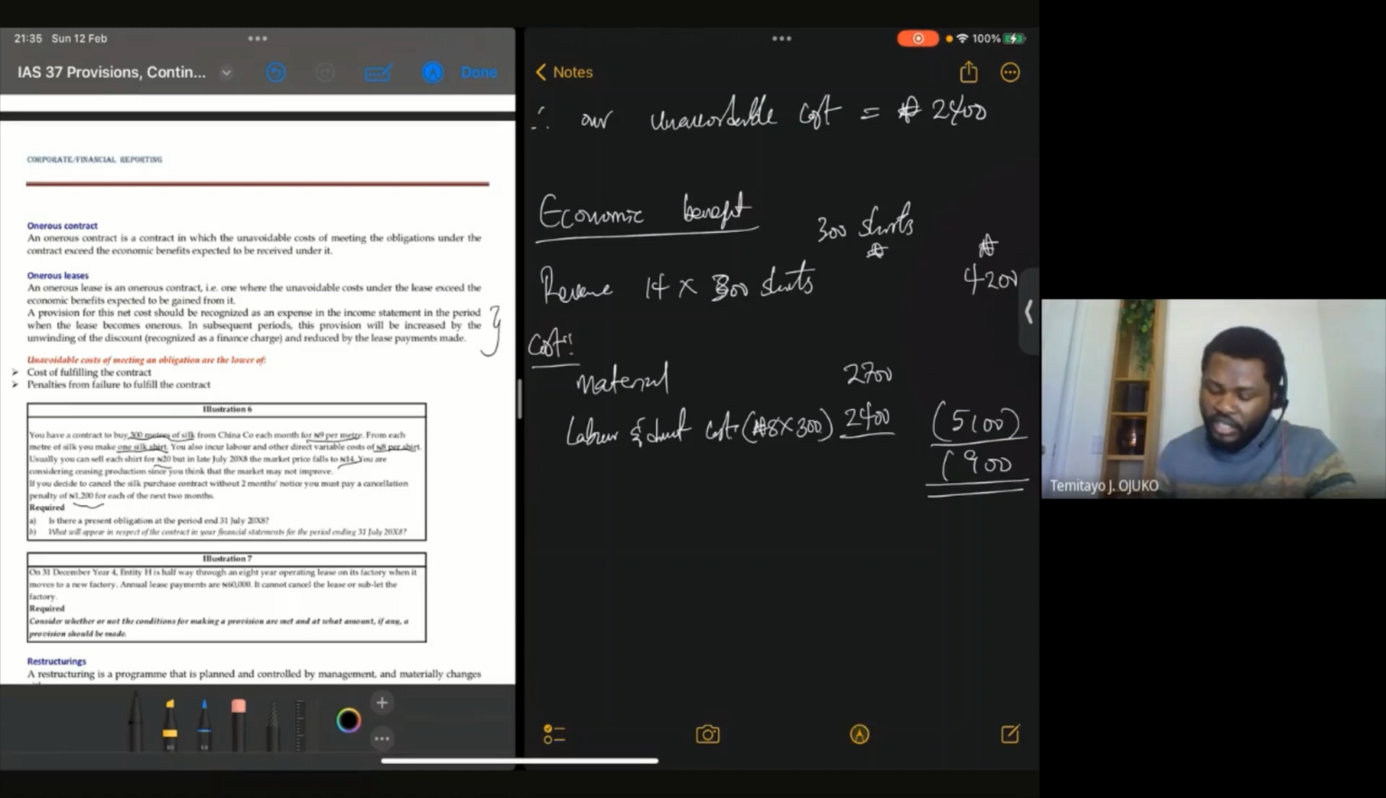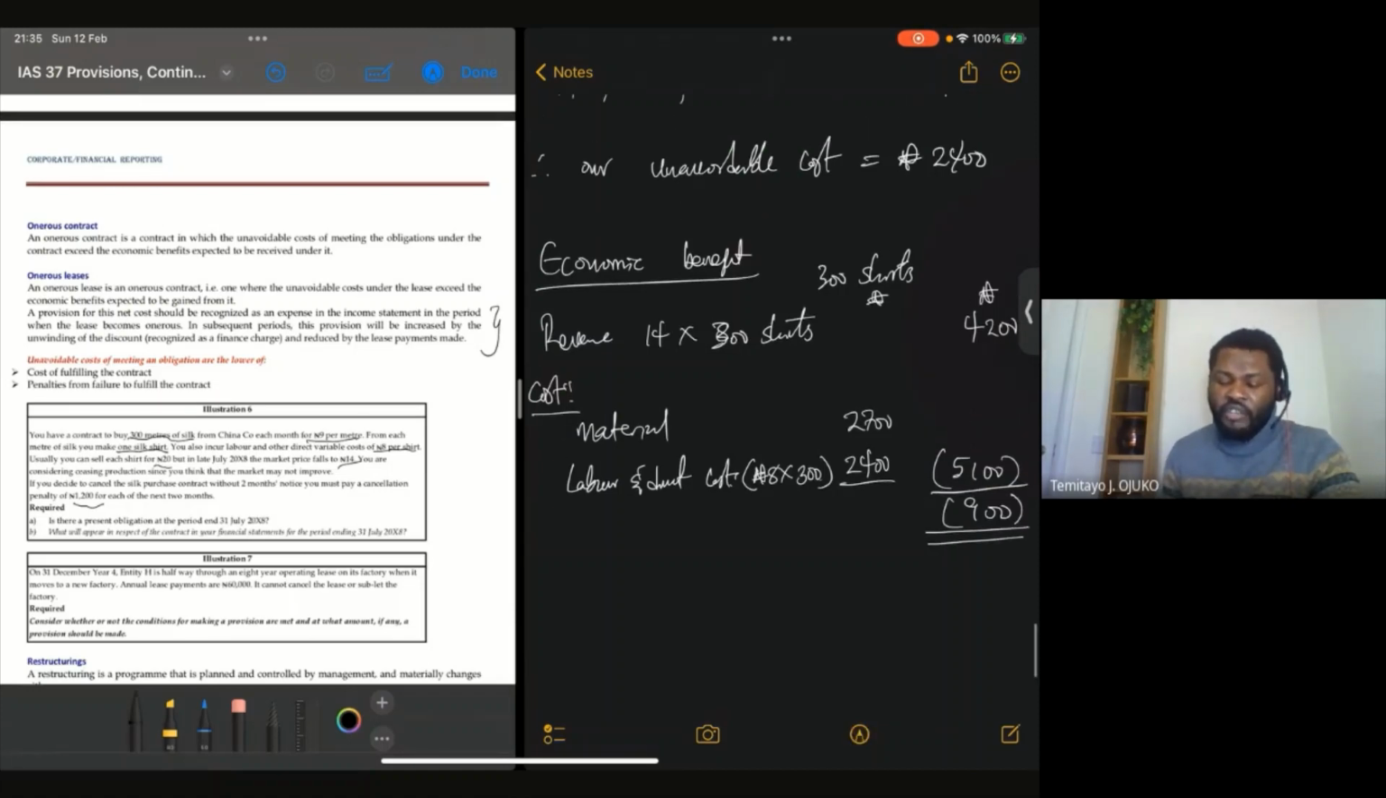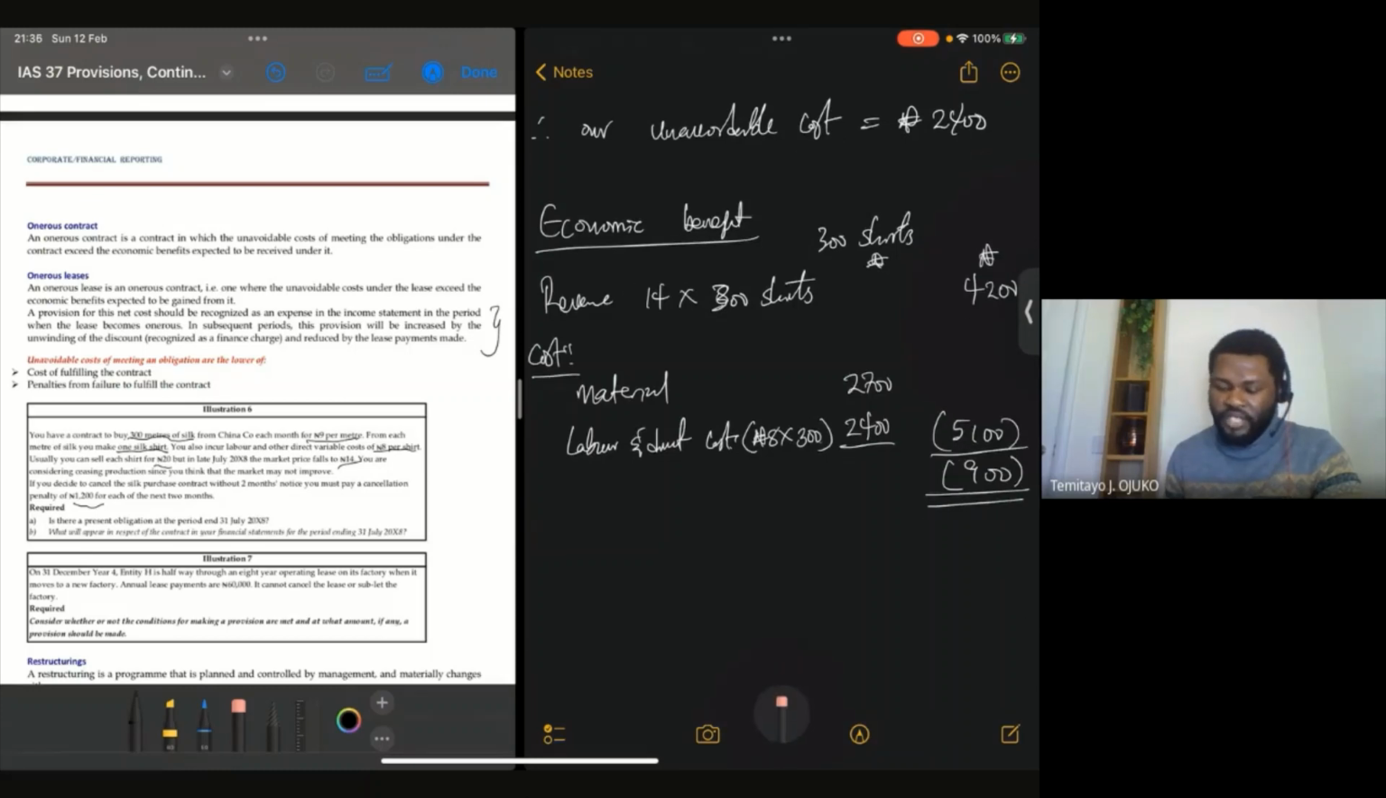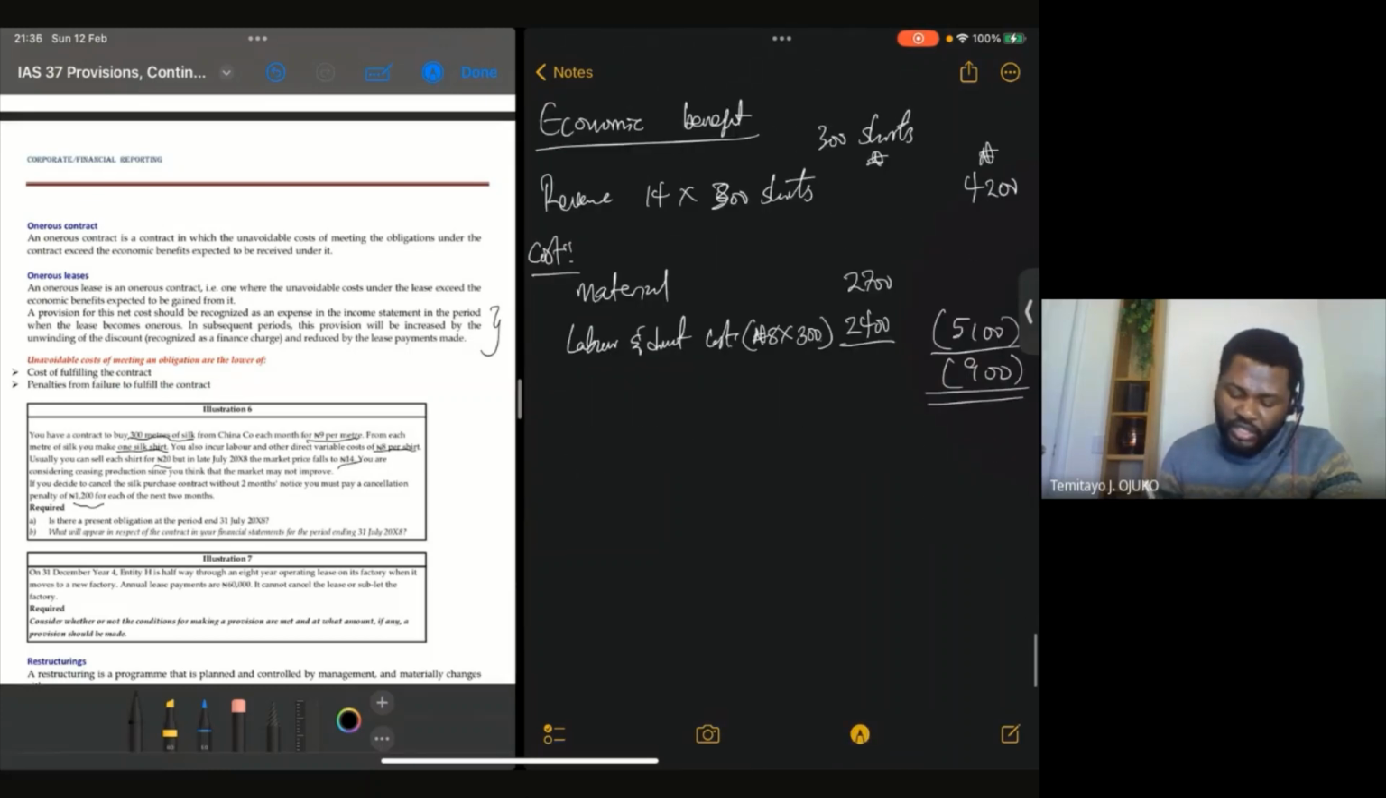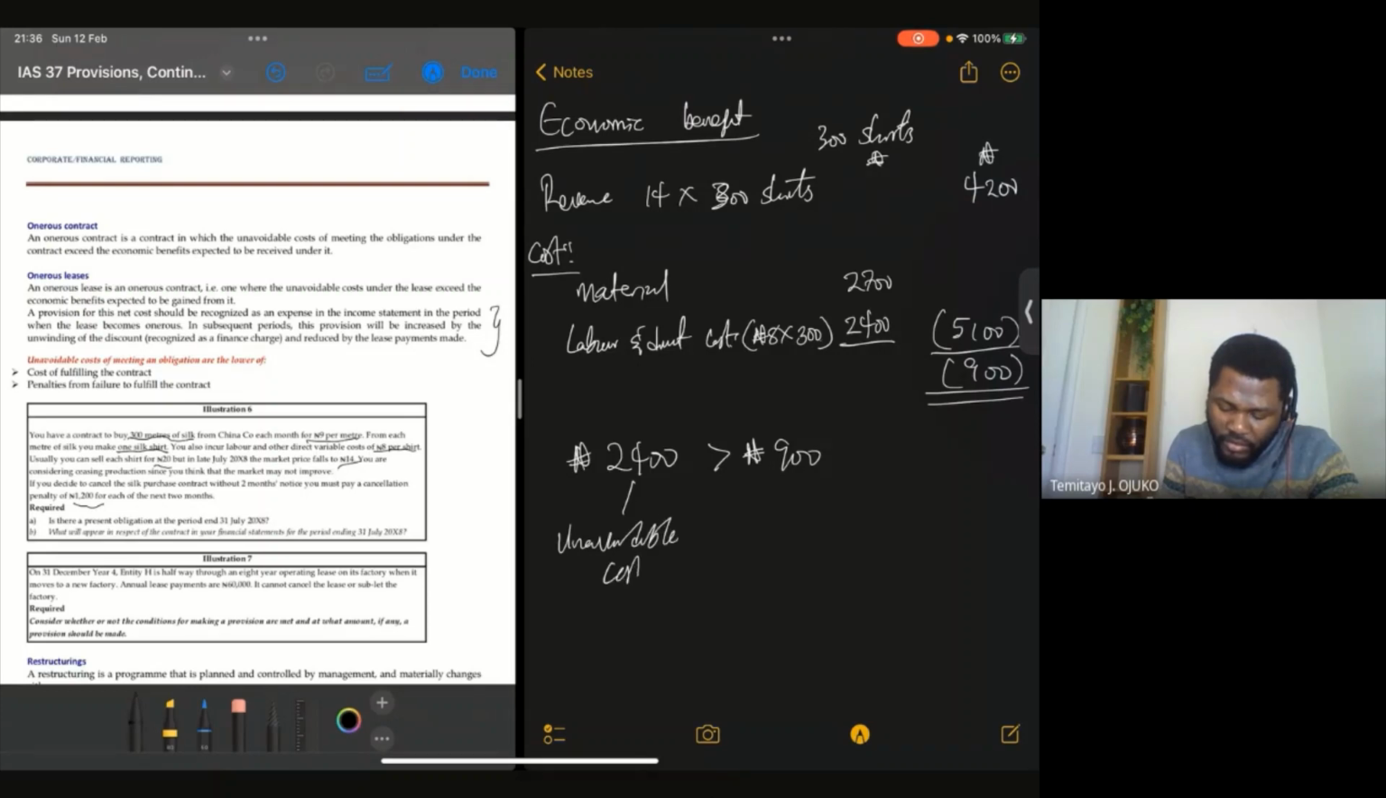Now, this is an onerous contract, right? Because the unavoidable costs exceed the economic benefit. Unavoidable costs of 2004 exceed the 900 that you're going to be paying. So it is an onerous contract. So please take note: this is an onerous contract because the unavoidable cost exceeds the benefit of fulfilling.